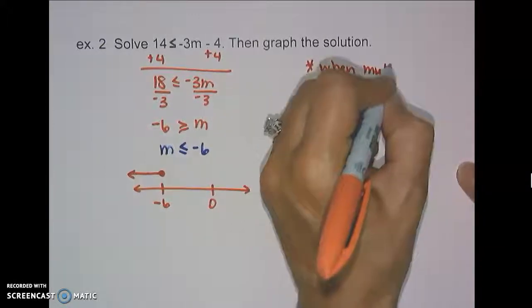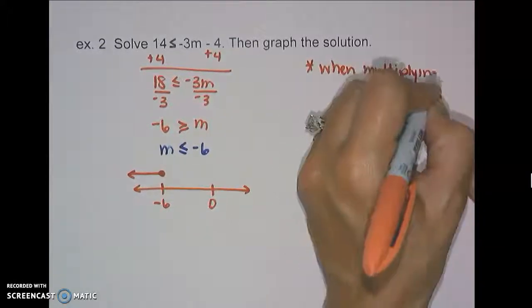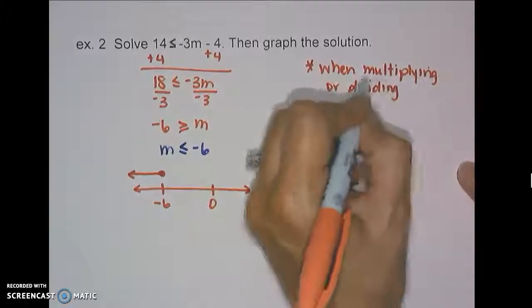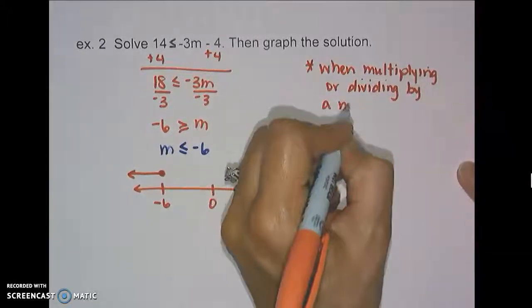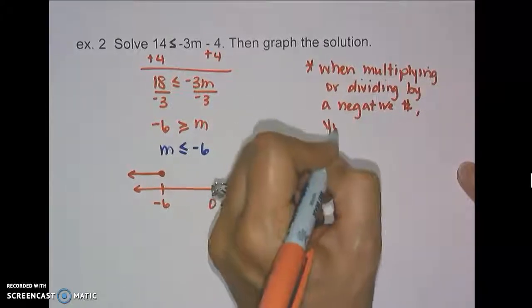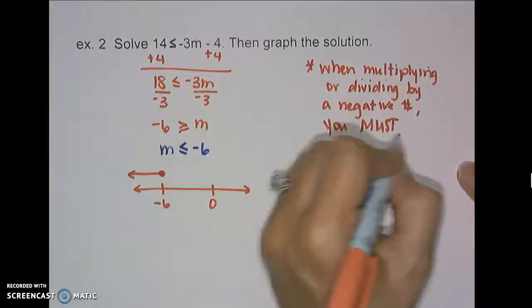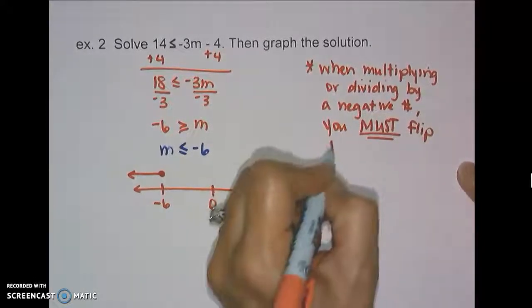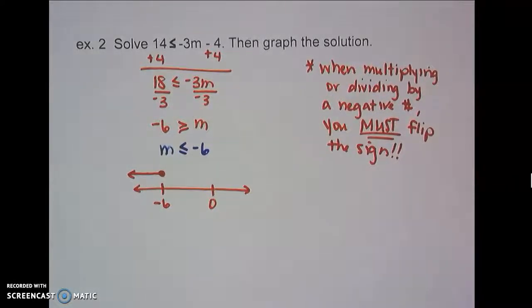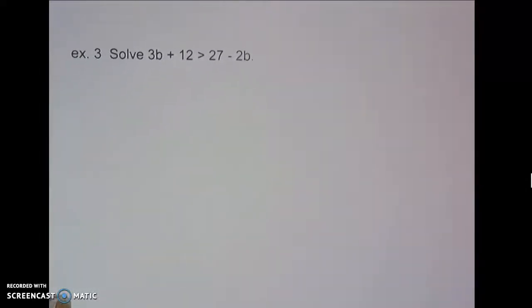So let's write ourselves a little note here though. When multiplying or dividing by a negative number, you must flip the sign. So you got to remember to do that. When you're multiplying or dividing by a negative number, it is going to flip the inequality symbol. Okay, don't forget that.